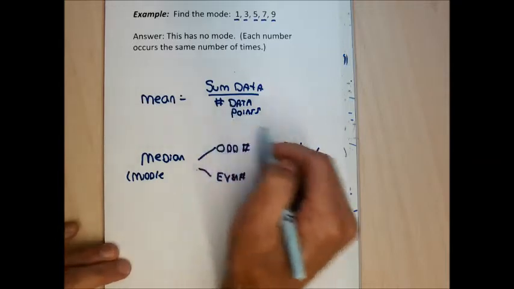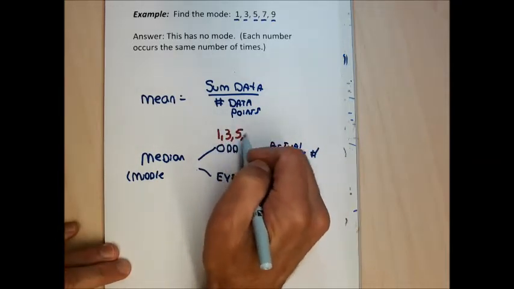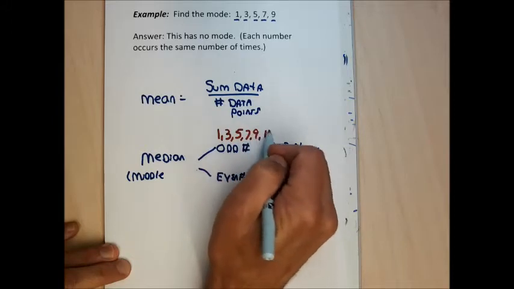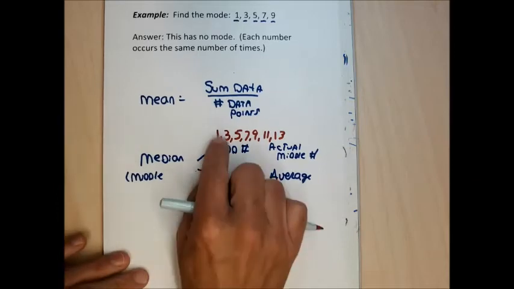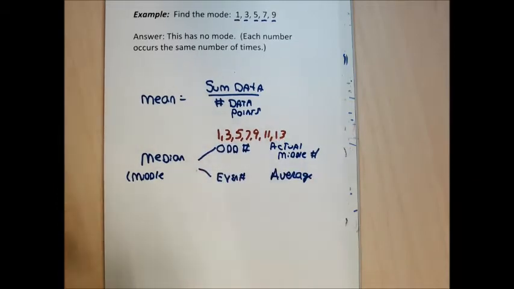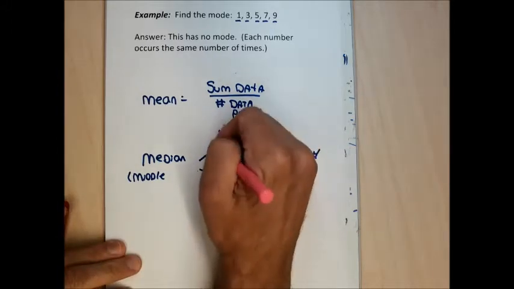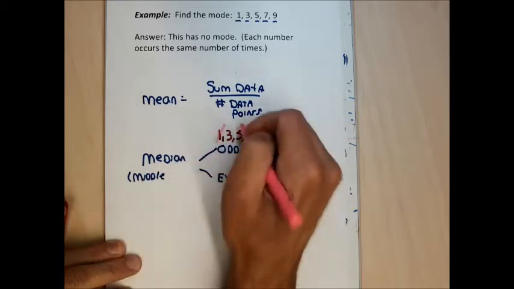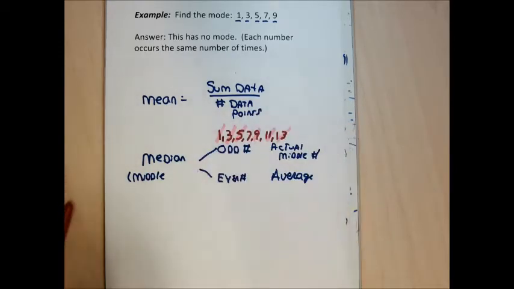An example of an odd number of data points would be if I asked you to find the median of this group of numbers. Because there's 1, 2, 3, 4, 5, 6, 7 numbers, and 7's an odd number, the median would be the actual number from the data, because I'd find the median of this, I'd cross out the first and the last, the second and the second from the last, the third and the third from the last. The median for that data would be 7.